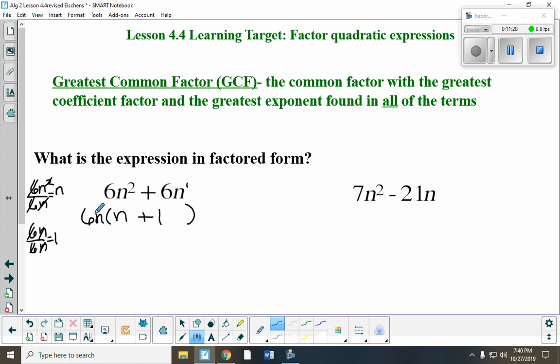So if we were to distribute this back in, we'd have 6n times n, which is 6n squared. 6n times 1 is 6n. So that is our factored form.